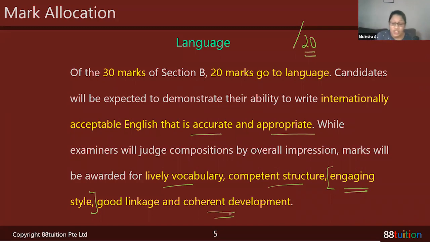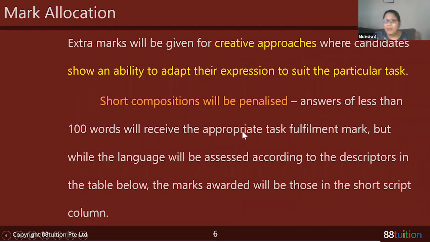Okay, and of course you need to develop your essay coherently. Okay, now students, remember, at the end of the day, what are we looking out for? You see, what makes you different from the next student is your ability to be creative. Now, what do I mean?